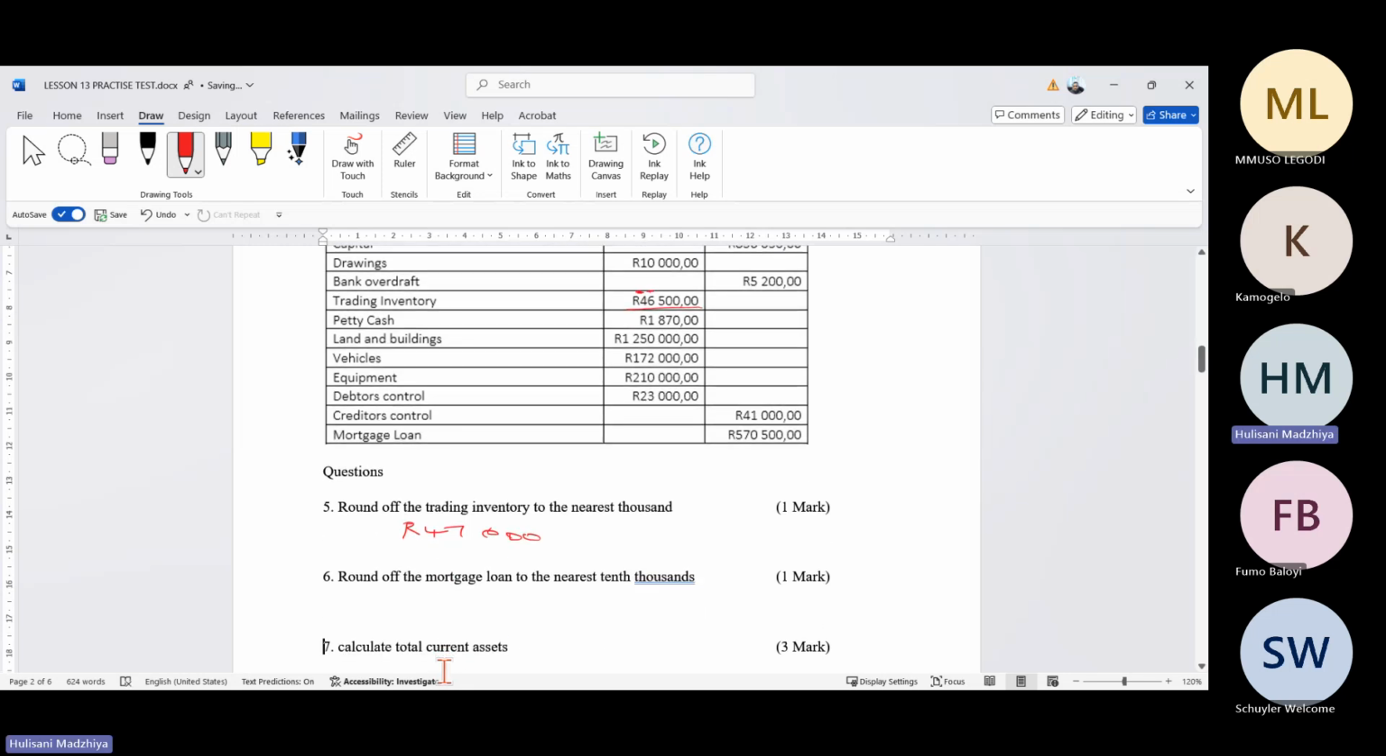And then the other one says round off the mortgage to the nearest 10,000. So over the mortgage, you will look for the value that is within the 10,000 place value, which is in this case 7. And therefore, we look at the number before 7, which is actually 0. So this means that 7 will remain the same as it is. So therefore, when rounding it off, it's going to say 570,000.